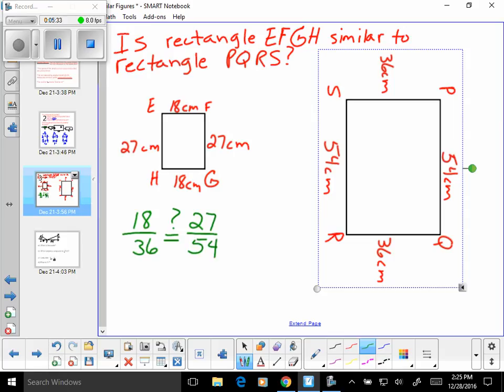Now notice that I did not set it up as 18 over 27. Rectangle EFGH is in the numerator position. Rectangle PQRS is in the denominator position. And I have to make very sure I do that. One rectangle is denominator, the other one is numerator. Here again, I can reduce. This is 1/2. 27 over 54 also is 1/2. So yes, they are proportional or similar.